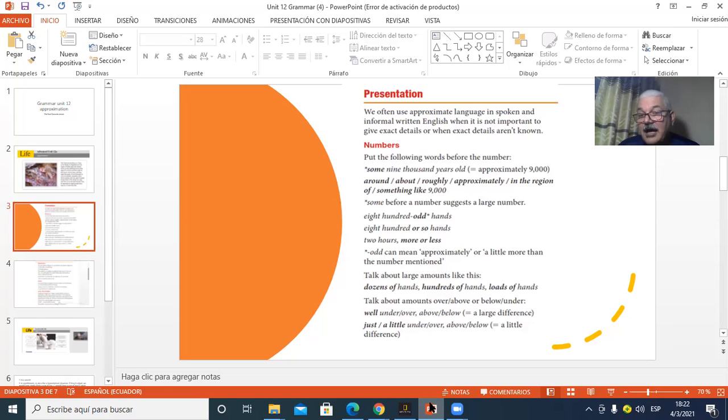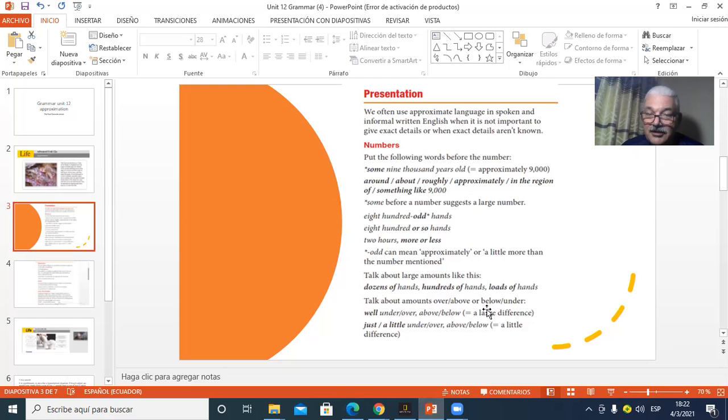We are using some and then the number. Some before a number suggests a large amount. That's true. Okay, so you say 800 odd hands. We don't know exactly, but odd, it's also a word that means approximately. Okay, so we say 800 or so hands, or 2 hours more or less. So notice that we are not mentioning the exact moment or the exact number. We are just saying or so or more or less, okay?